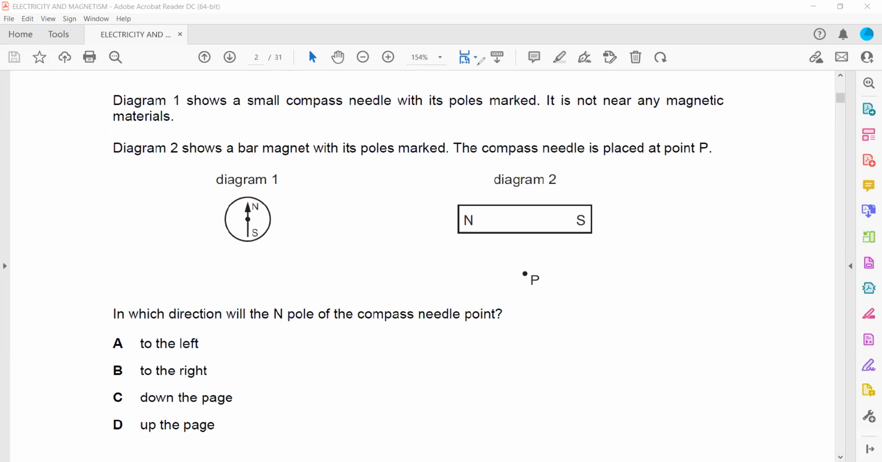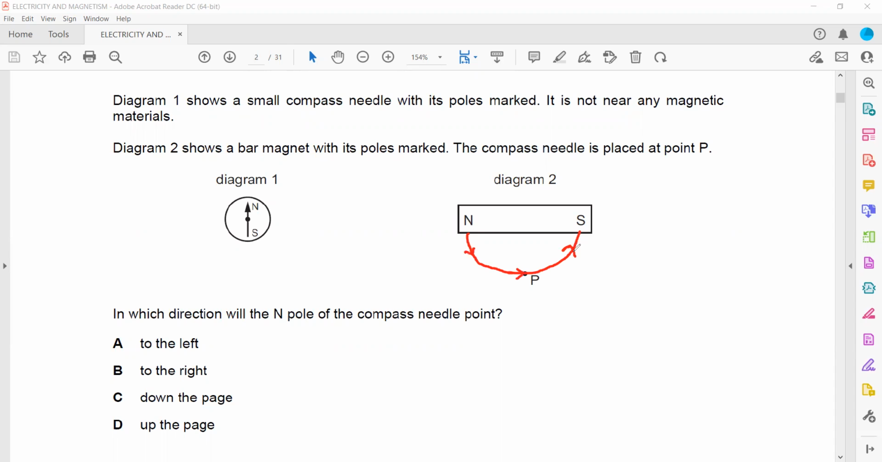So what is the direction of a magnetic field? The direction of a magnetic field is always from north to south. Whenever we draw the magnetic field lines, we draw them out from north and into the south. So when we represent this magnetic field line, it goes from north to south.